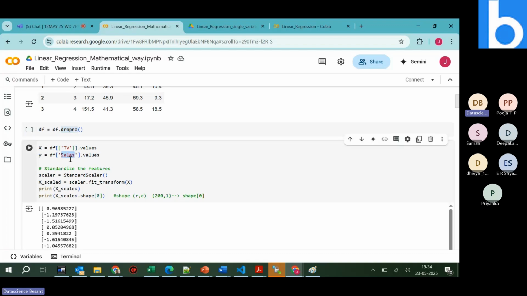Any difference you can see between x and y? Yes, no.